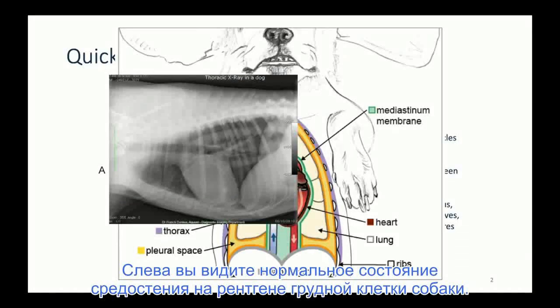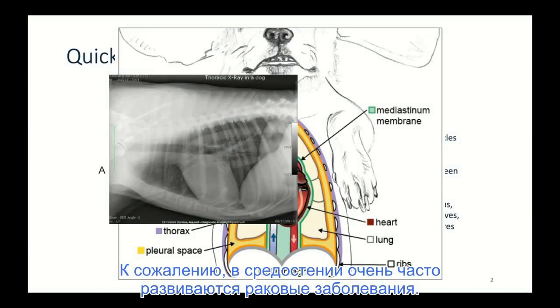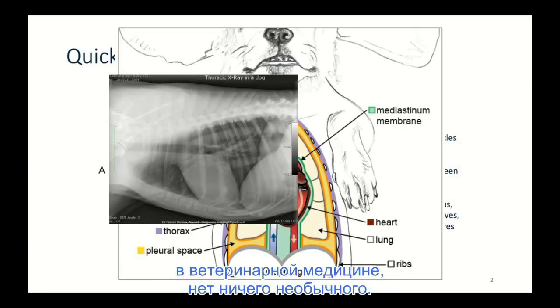Now the mediastinum, this is a normal x-ray here on the left of a dog thorax. The mediastinum, unfortunately, is a common place to get cancers. So mediastinal tumors are not uncommon in veterinary medicine.